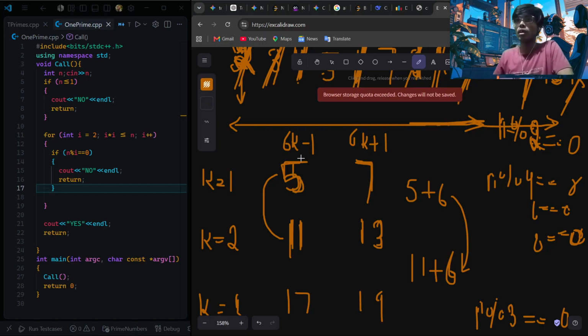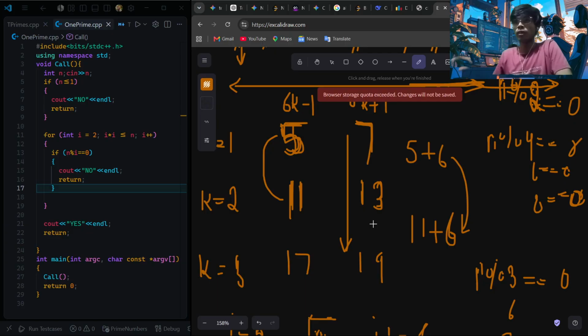So what is this 5? This 5 is basically 6k minus 1, and this 7 and these other numbers are in the form of 6k plus 1. Here k is equal to 1. So if I put k equal to 1, 6 into 1 minus 1 is 5, and 6 into 1 plus 1 is equal to 7. 6 into 2 minus 1 is equal to 11. 6 into 2 plus 1 is equal to 13.